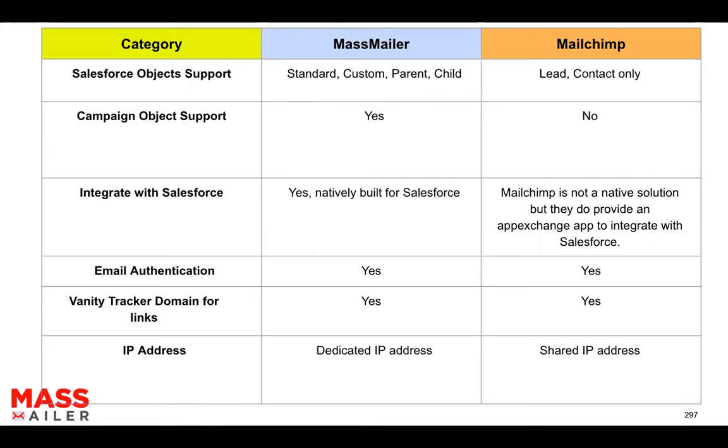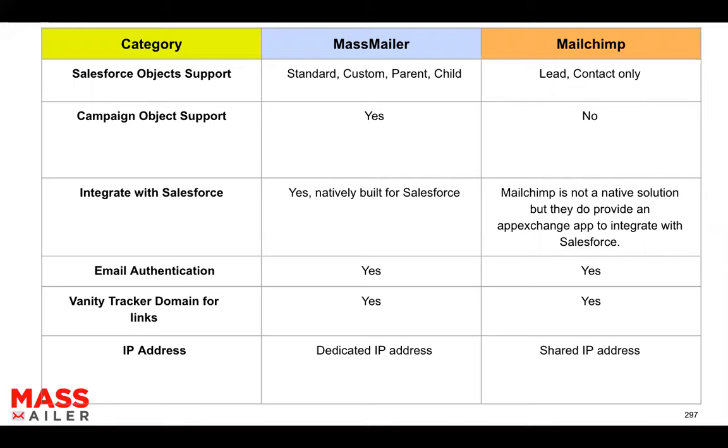Integration with Salesforce, we just talked about it. MassMailer is a native app, so you don't have to worry about any integration. It's already there for you. Mailchimp is not a native solution, so you'll have to do the integration with the AppExchange app. You'll have to configure it, set it up, and that's how you can run Mailchimp. Email authentication, yes, you can do it in both systems. It's not a problem. Vanity tracker, meaning linked domain. If you want a custom linked domain, that's possible in both systems.